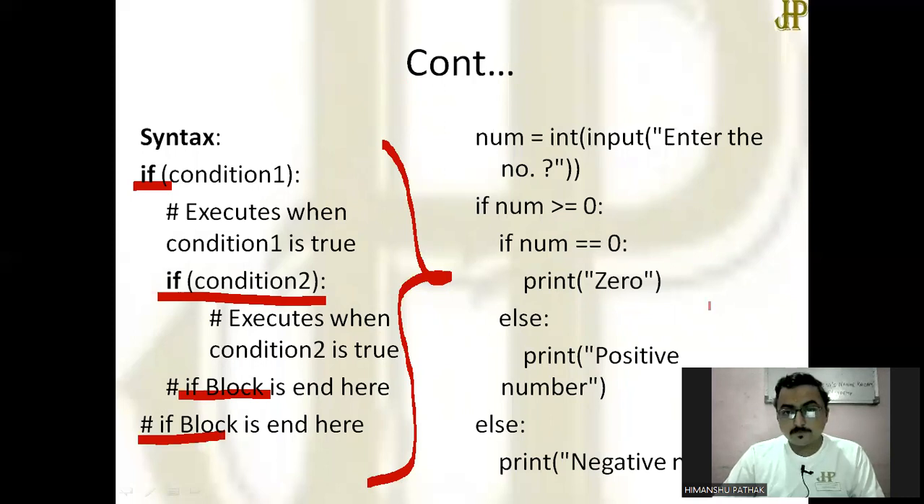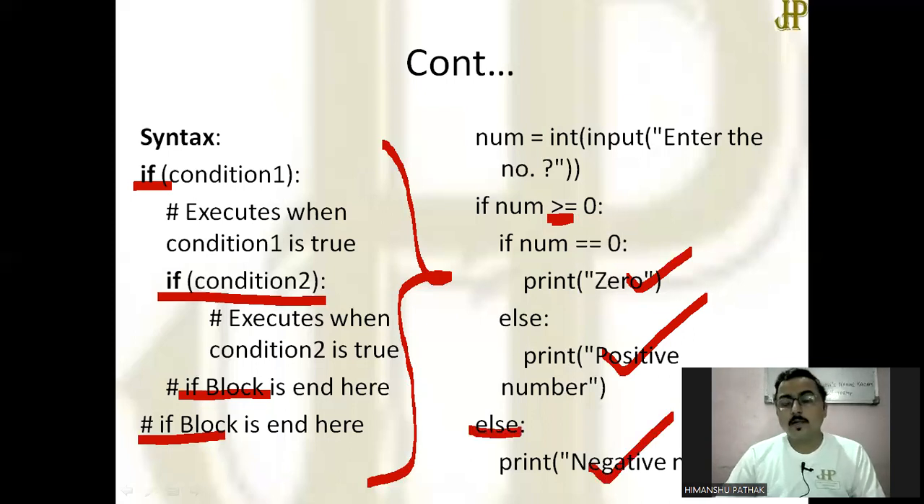This is an example. Here, if number is greater than or equal to 0, again, if number is equal to 0, then print 0, else this condition is true. It means the given number is definitely greater than 0. It means I have to print positive number. And if the number is neither equal to 0 nor greater than 0, it means the number is definitely lesser than 0. So in the else part, I have written that it is a negative number.